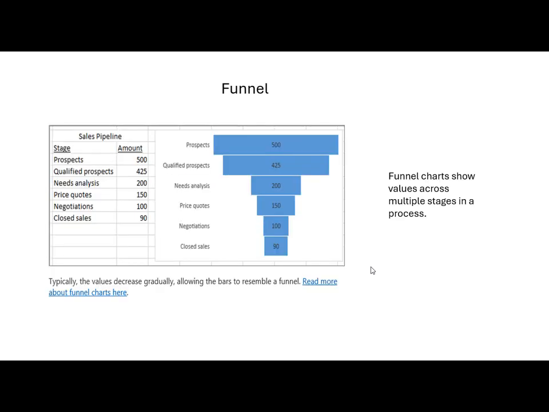Process stages. It's called funnel graph, and shows values across multiple phases in a process. In this example the process is a sales pipeline. It starts with prospects and it ends with closed sales, and you can see how numbers decrease gradually, allowing the bars to resemble a funnel.